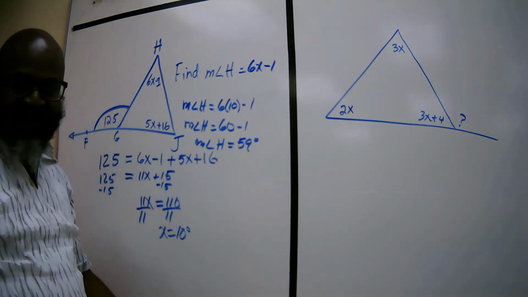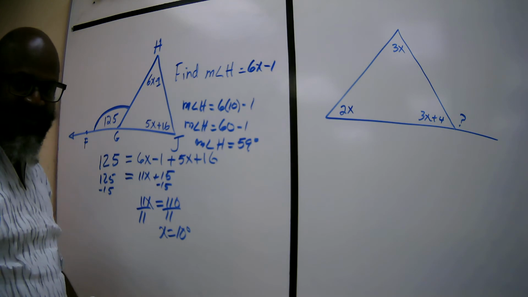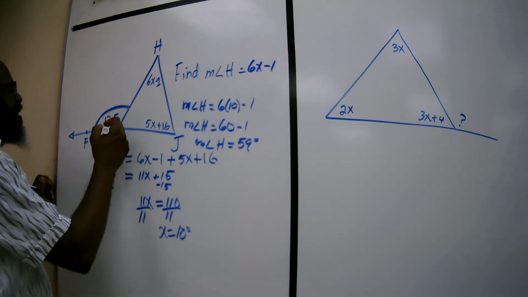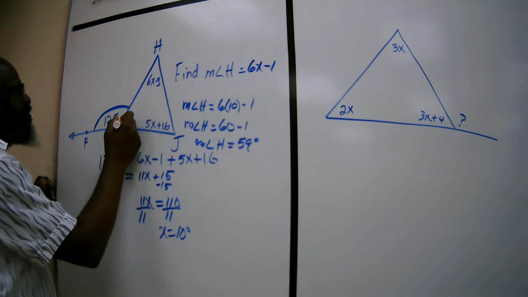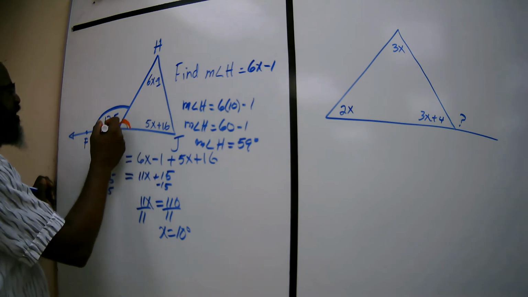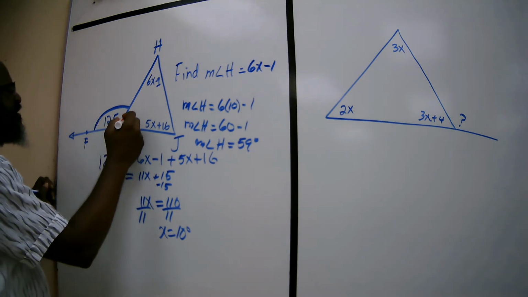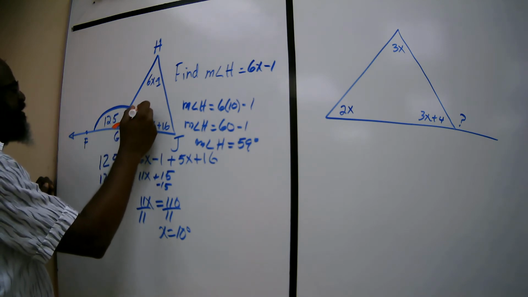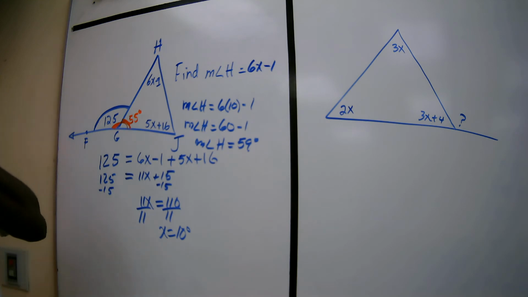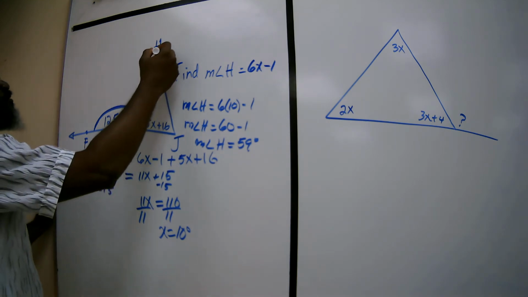The other way you could have solved the same problem to find x: this angle is linear paired to that angle. If this is 125, this has to be 55 degrees. In this case, you have the triangle, so the other way, you can use the triangle sum theorem.